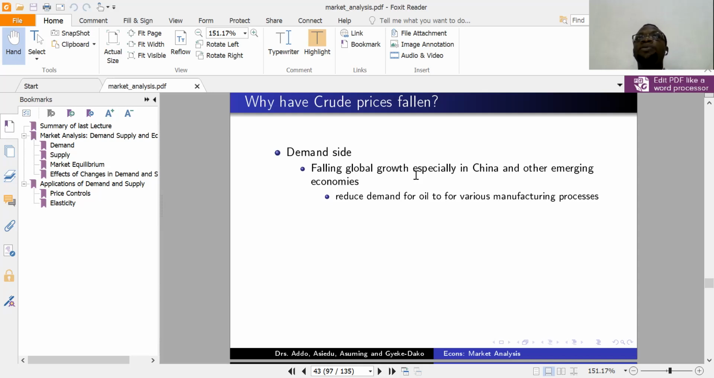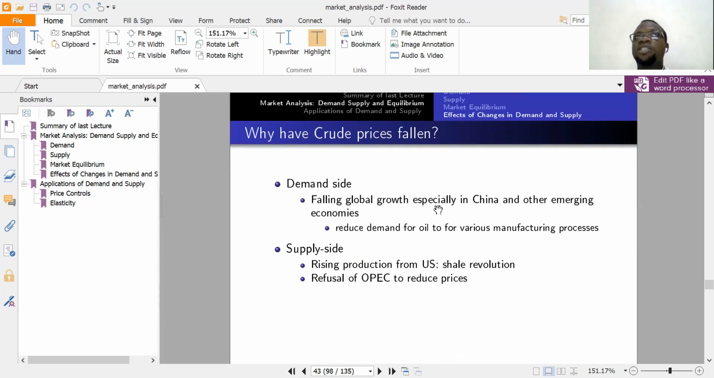Income levels came down, and for that reason, demand for fuel also came down. So there was reduced demand for oil for various manufacturing processes, especially in China. China has a lot of firms using fuel, so if demand falls, it affects the entire world market price. Okay, the world market price.